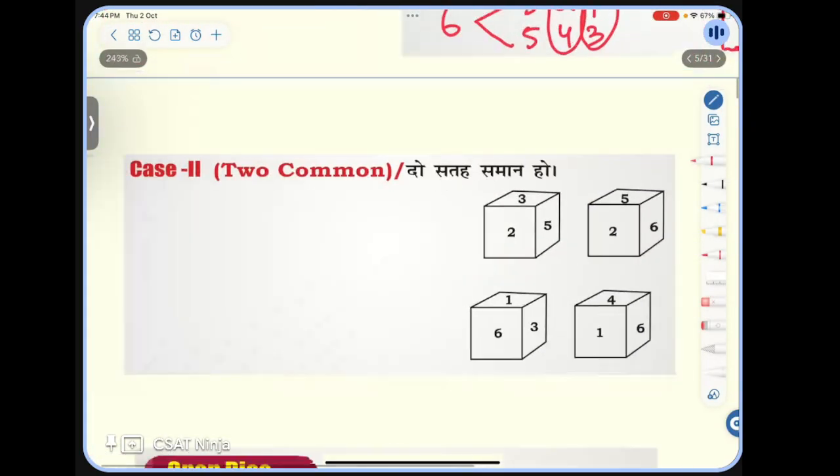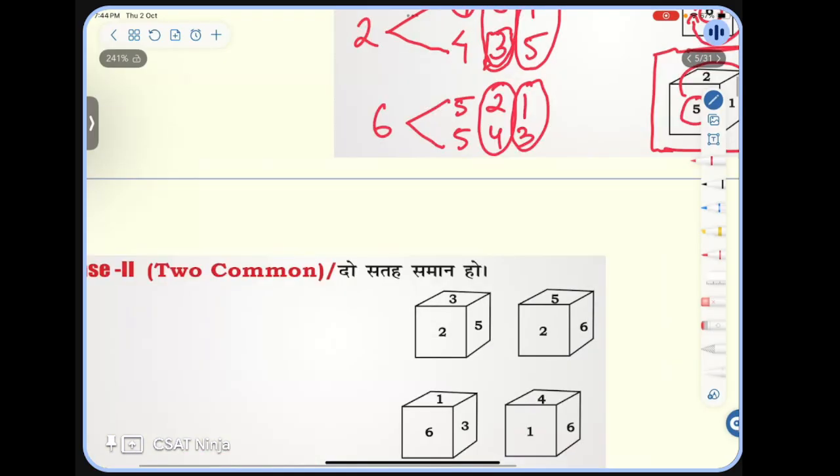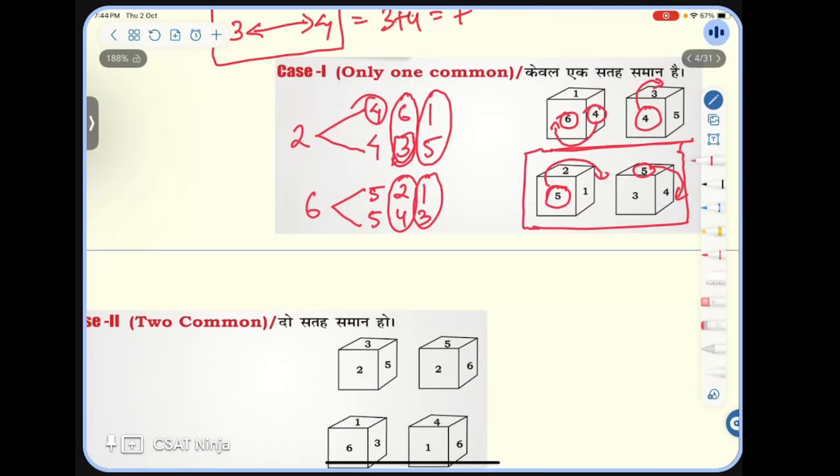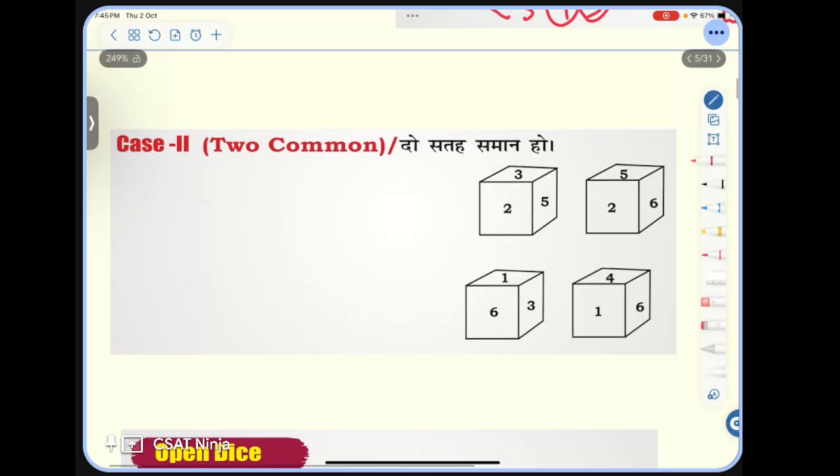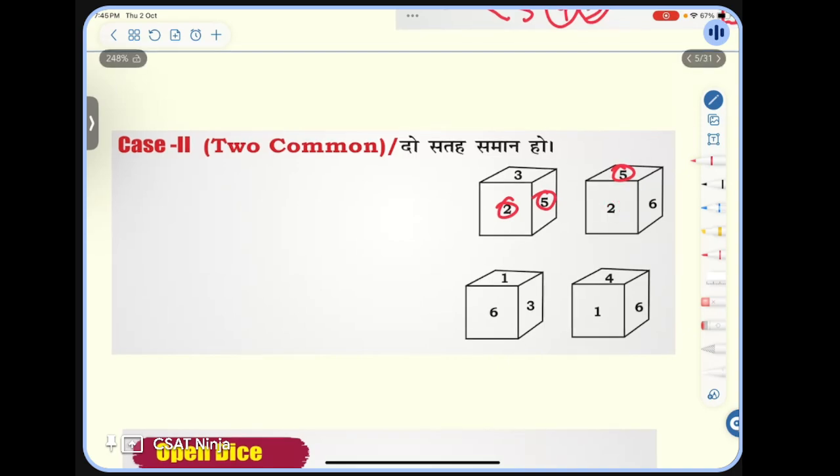When there are two common sides, okay? The first one was when there was only one common side. We have 5 here, we have 5 here. We have 4 here, we have 4 here. So only one common side. What if you have two common sides? So we have here 5, 5, 2, 2. In that case, directly just looking at that, I can say that 3 is opposite to 6.